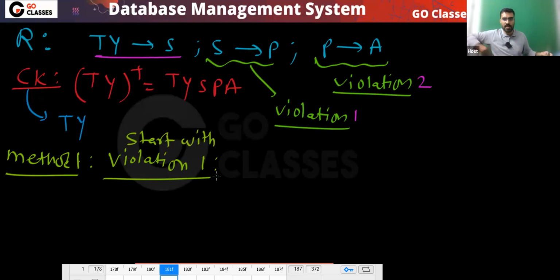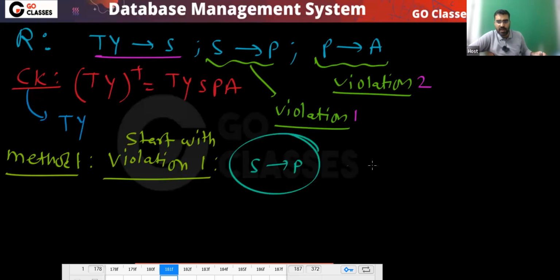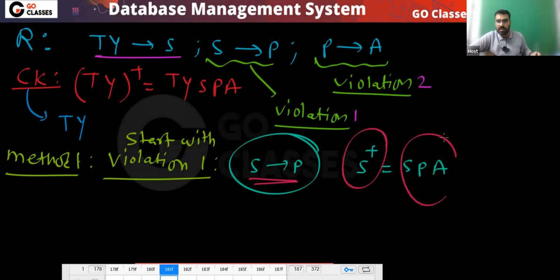Let's start with this. So what will you get? This is your violation, S determining P. What you will find is the closure, which will be SPA. So this is your violation, and you will find this closure. You will get SPA. This SPA will become your table R1. Correct? So this is your table R1.